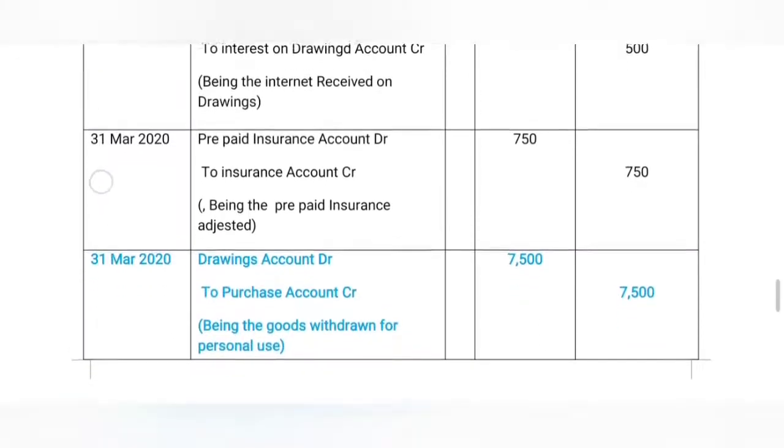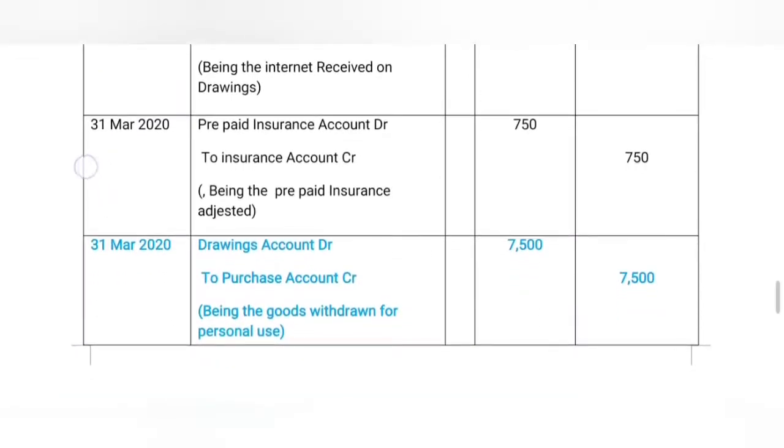Now coming to the date column, it is 31st March 2020. Now coming to the particulars column, drawings account is debit. Why? Because it is a personal account, cash is coming to the person. That's why we debit. Now coming to purchase, it is goods going out of the business. Here purchase account is credit. Now the original entry for this: drawings account is debit, whereas purchase account is credit. The narration is related to the given transaction, being the goods withdrawn for personal use. Now coming to the given amount.